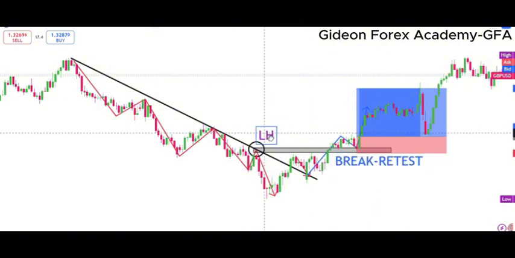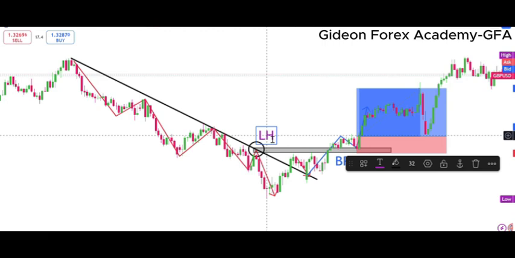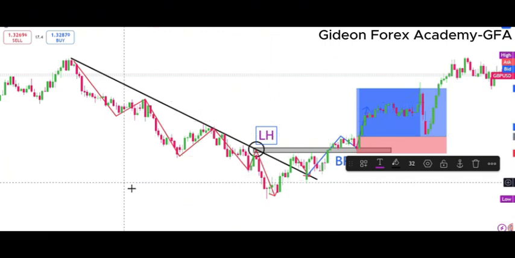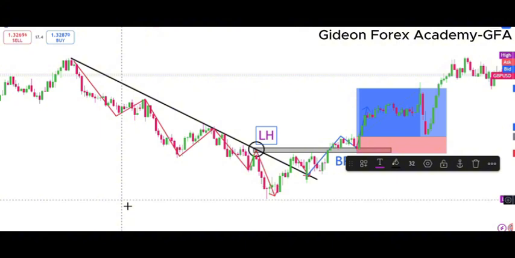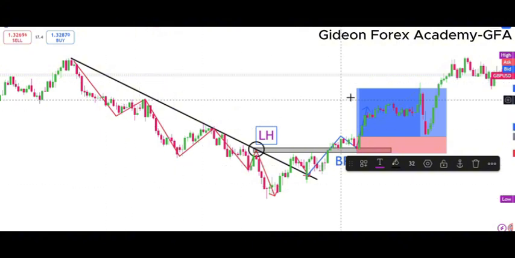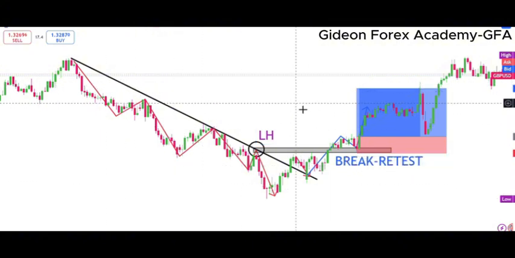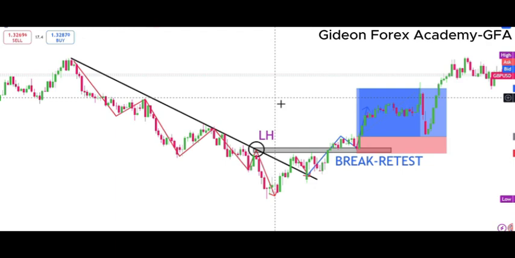Okay, so also in a downtrend, it would be the same. In an uptrend, let's say in reverse, it would be the same thing. Wait for the price to break the previous higher low, okay, before you can actually sell. Okay, it should be the previous higher low before you can actually sell.